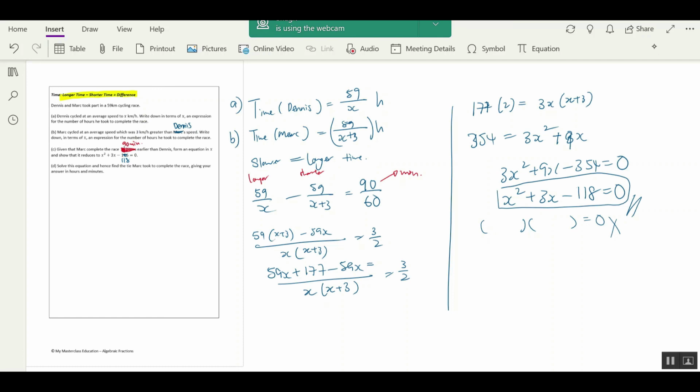But the important thing about this is, usually in this kind where the speed is faster than the other, always take the longer time minus the shorter time equals to the difference. And when you have the difference in time, make sure it's in the same unit as your speed.